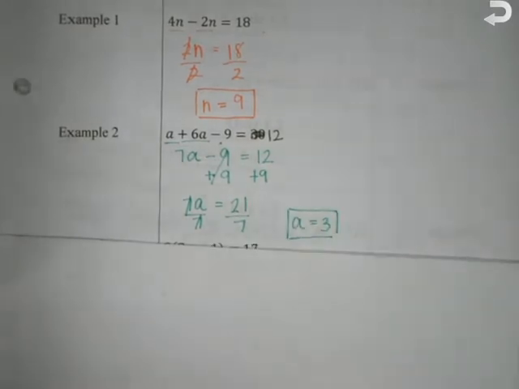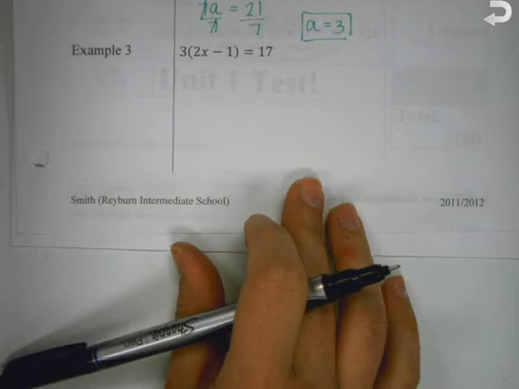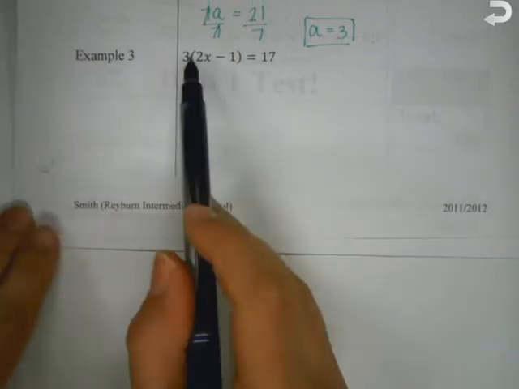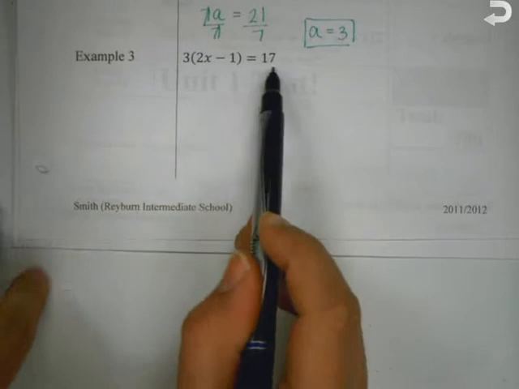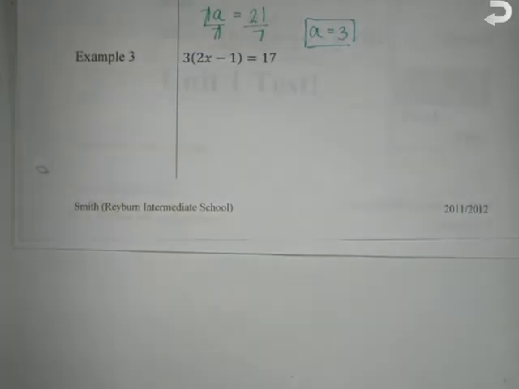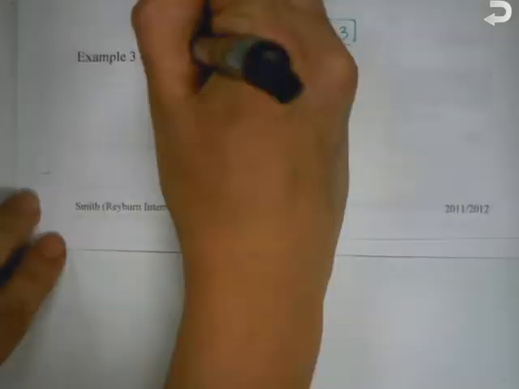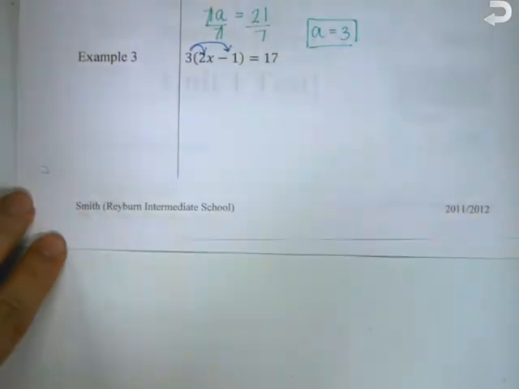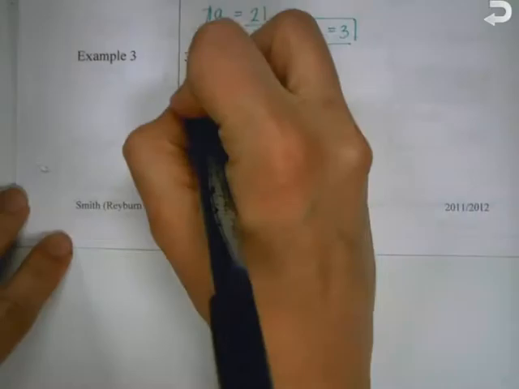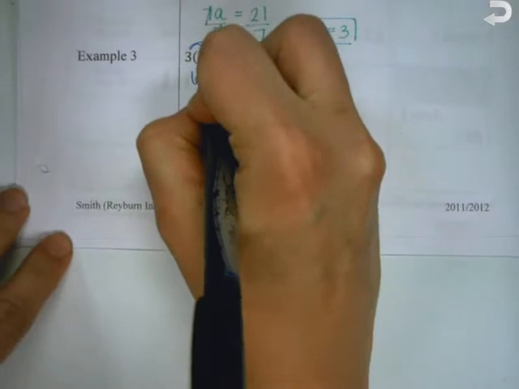So example 3. 3 times 2x minus 1 equals 17. What do I need to do first? Distribute. Good. So let's distribute that 3. That's going to give me 6x minus what? Minus 3 equals 17.